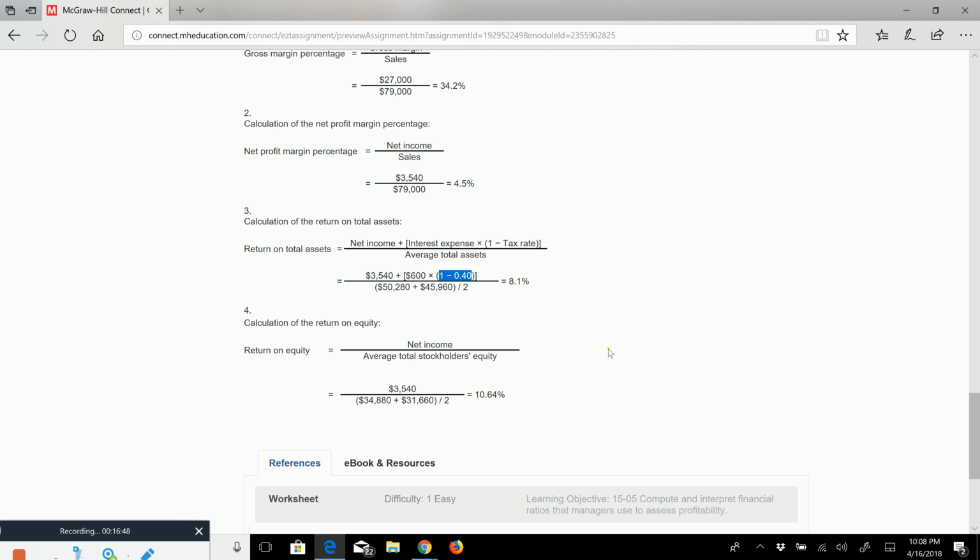And last but not least, your return on equity. Your numerator is going to be the net income, and your denominator is going to be your average equity. The equity at the end of this year plus last year divided by 2.